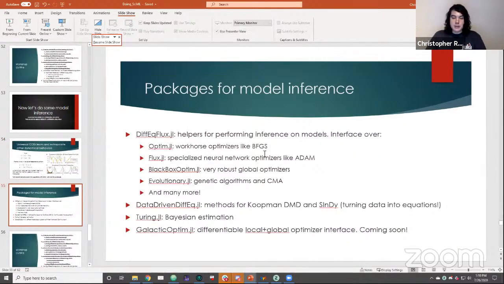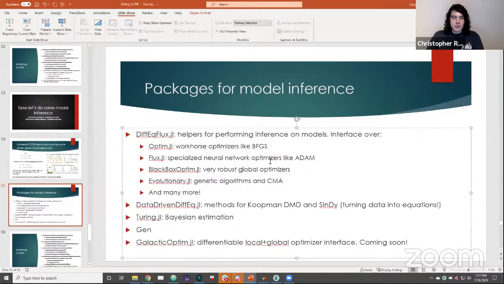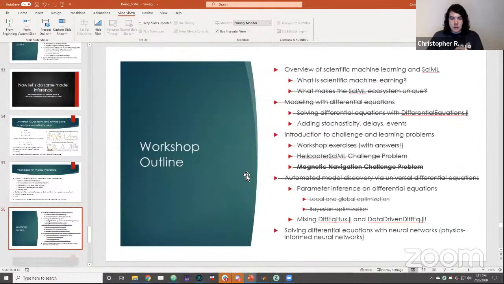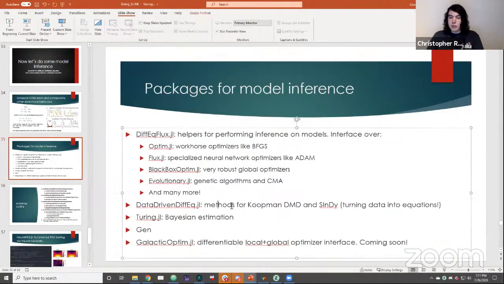There's a lot of different packages you can use here for model inference. For example, DiffEqFlux has this interface over Optim, Flux, BlackBoxOptim, Evolutionary, and more to be able to do genetic algorithms, global optimization, also mix in neural network optimizers like Adam, and then mix in workhorses like BFGS. DataDrivenDiffEq is what I'll show here in a second. We'll turn data back into equations. Bayesian optimization was done with Turing.jl. Gen.jl is another system for Bayesian estimation.